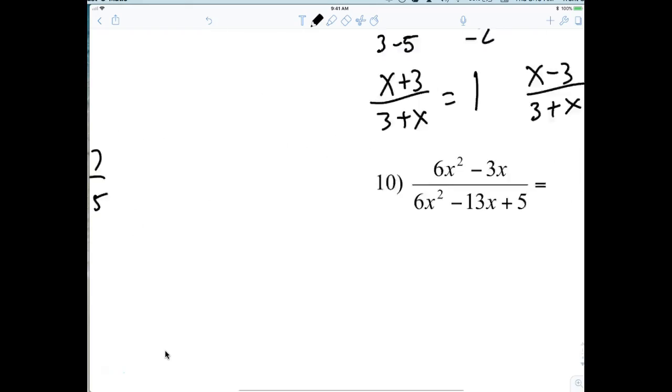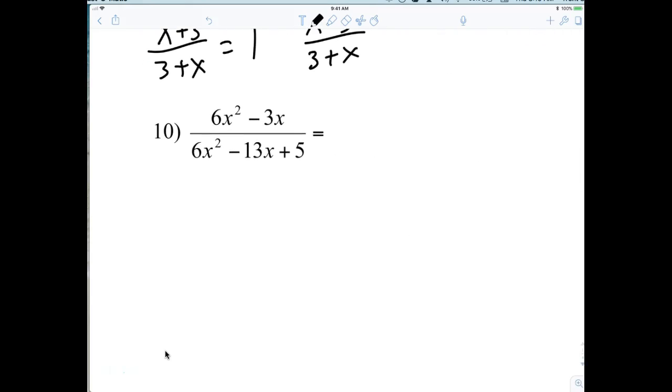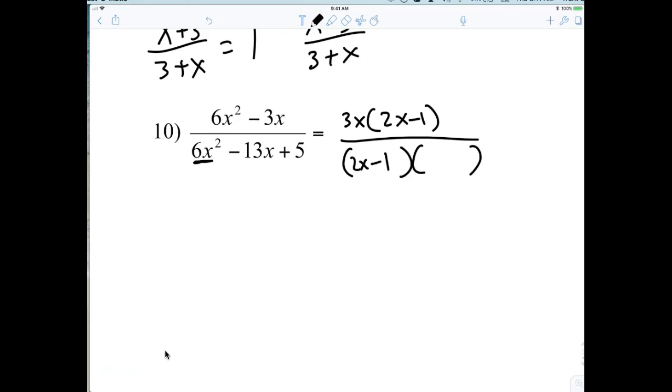All right. Here we go. What's common in the numerator? 3x. And so what am I left with? 2x minus 1. Now what do you suppose is on the bottom? 2x minus 1. All right, now I'm really trying to help you figure this out. So 2x minus 1. I need a what?